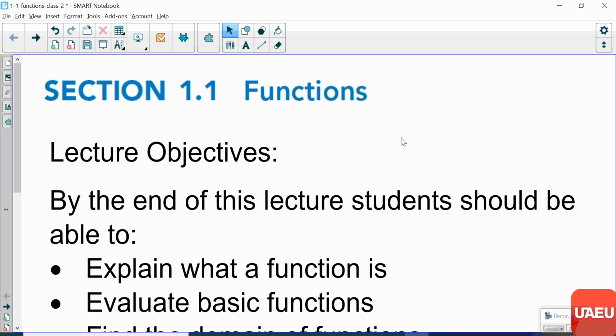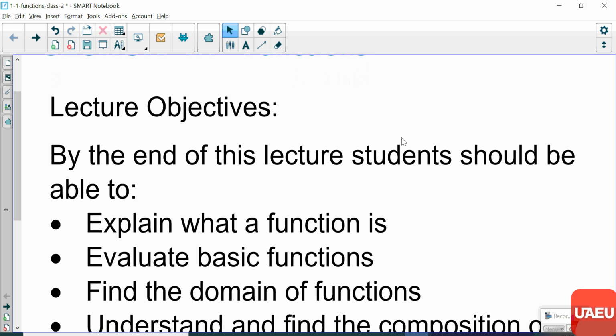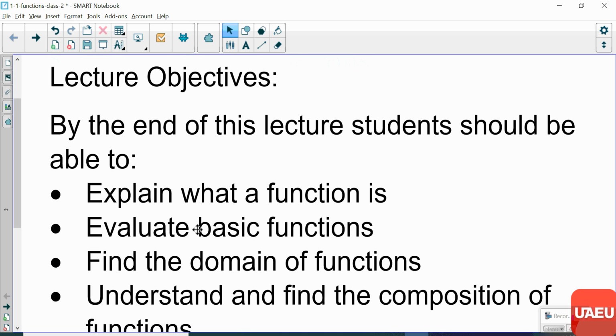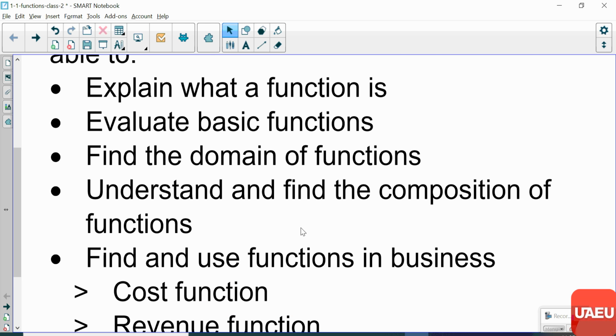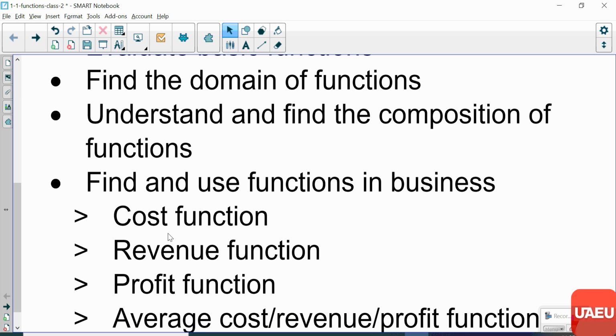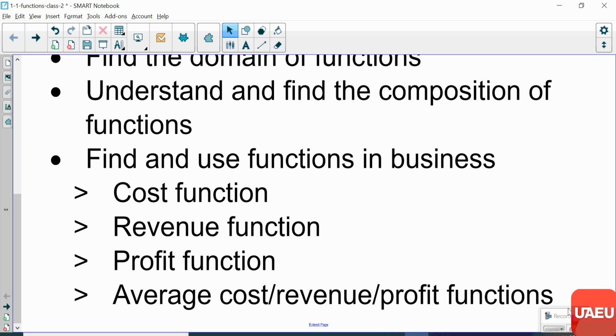This is our first lecture, and here I just want to outline the lecture objectives of this particular study. By the end of this lecture and the series of videos, you should be able to explain what a function is in your own words. You should be able to evaluate basic functions. You should be able to find the domain of functions, in particular rational functions and radical functions. You should understand and find the composition of functions, as well as find and use functions in business. These include the cost function, the revenue function, the profit function, as well as the average cost or revenue function.